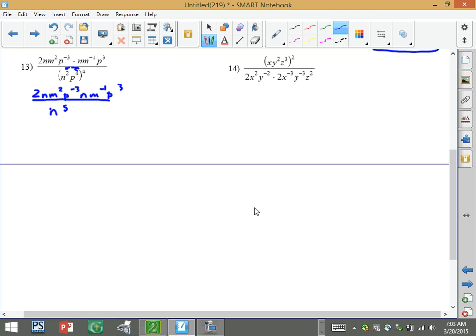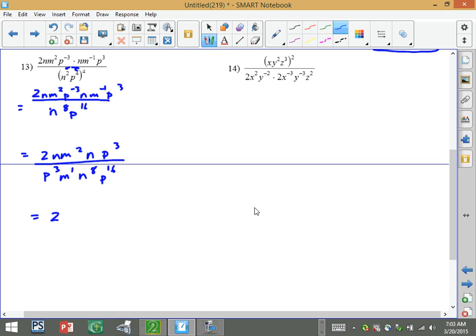And then let me get this in here, n to the 8th, p to the 16th. Now let's move pieces around that need to move. So the 2, the n, the m squared, they stay put. The p to the negative 3rd is going to come down. The n stays put. M to the 1st is coming down, and then that p to the 3rd stays put. N to the 8th and p to the 16th stay put.